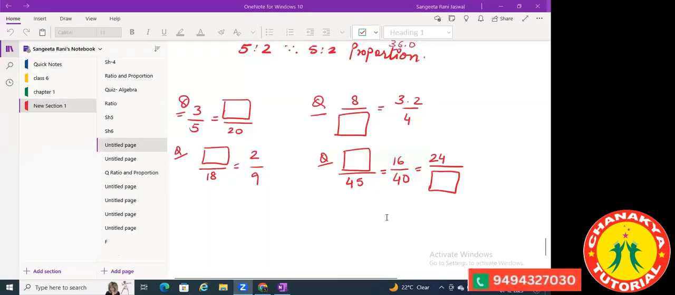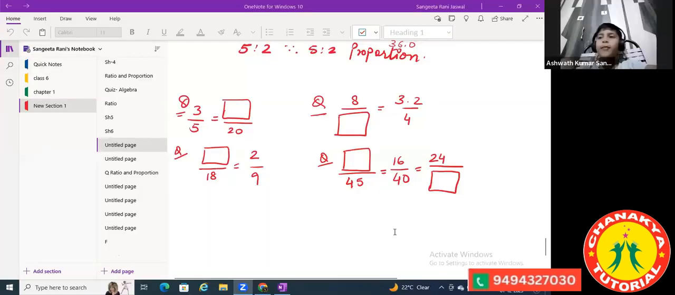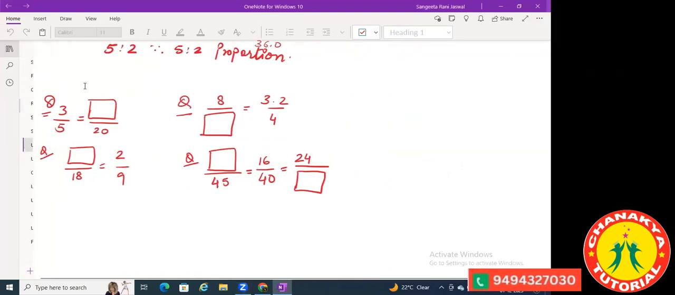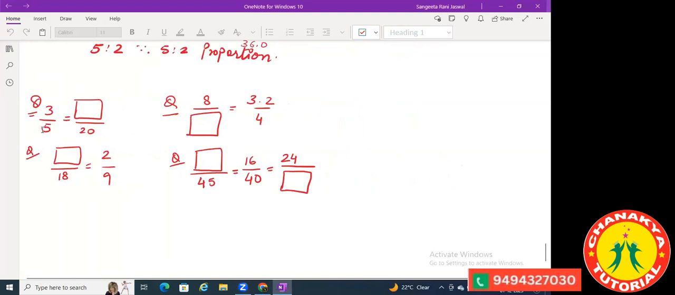Okay, the connection was... Okay, continue. Good evening. Good evening, Ashwath. Okay, now please solve these sums. I've given you 4 sums, Ashwath. Okay.